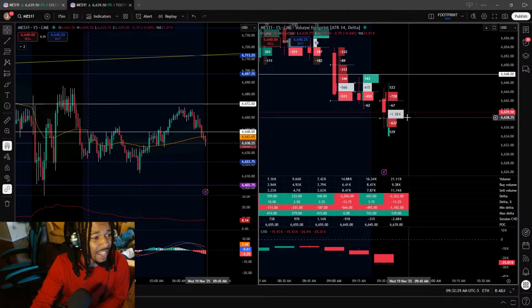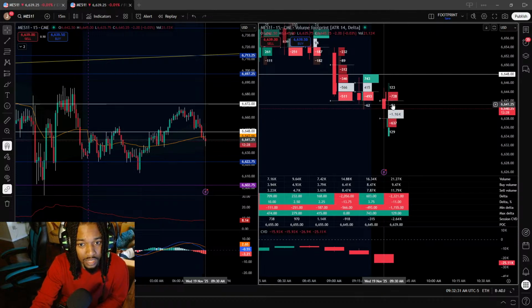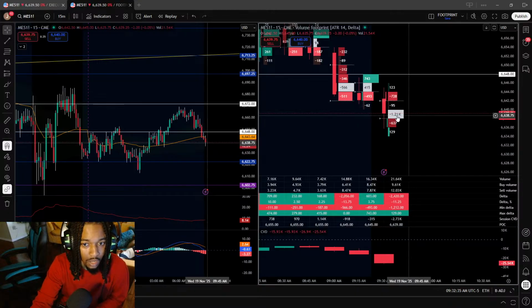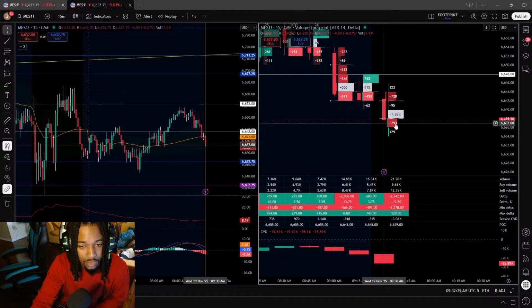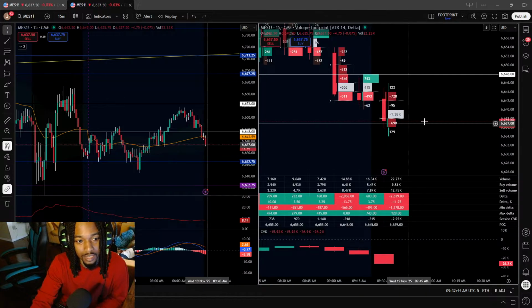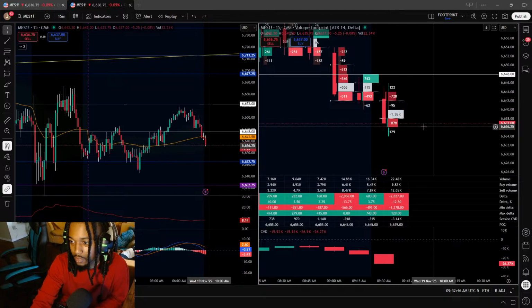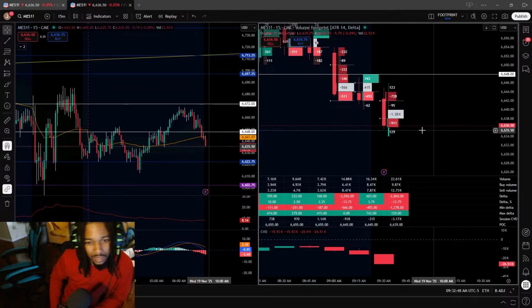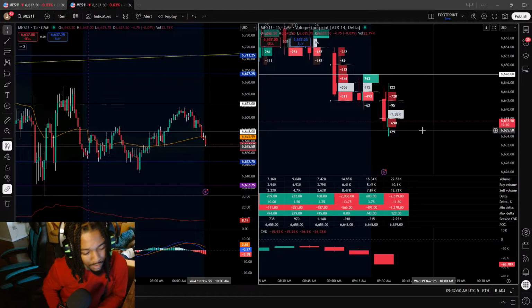But I've seen days where you see like negative 1,000 of negative selling delta stacked on top of each other into the open. Today it looks like even though the bears do have a little bit of conviction here, it's not enough to really flush the market as we've been seeing.